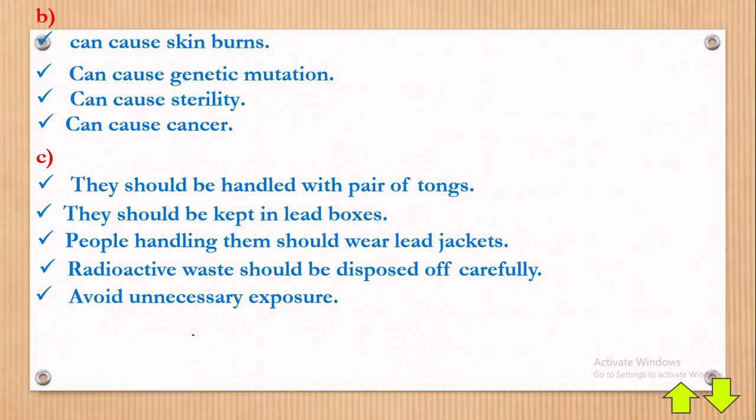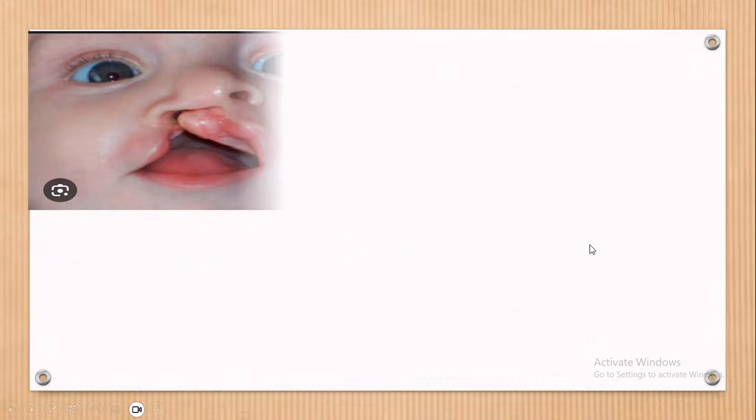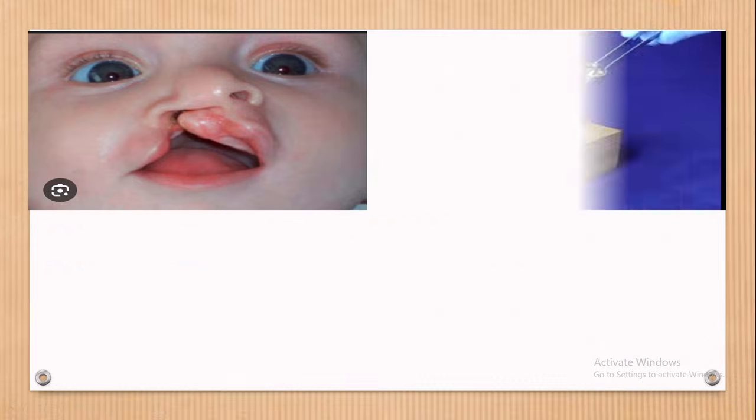In simple terms, those are the ones we have. But maybe let's go and see in the picture. What do you think is a pair of tongs? What do you think is the lead box? And what do you think are the lead jackets? Let's go to the next part and we see that.